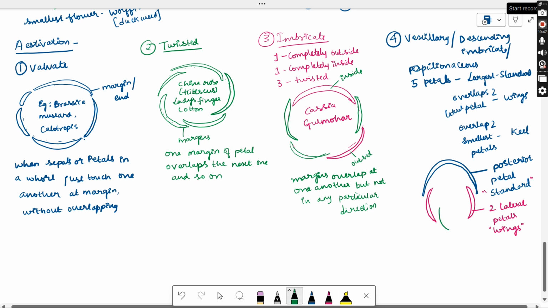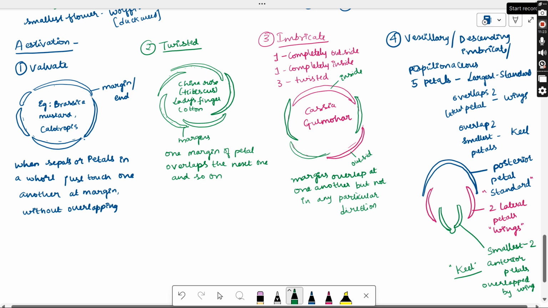And the next type is the two more smallest ones which are covered by these two lateral petals, those are wings, called the keel. So this keel, or the two smallest petals present at the anterior side, we also call the anterior petals, which are overlapped by the wings. So these, overlapped by wings, are called the keel.